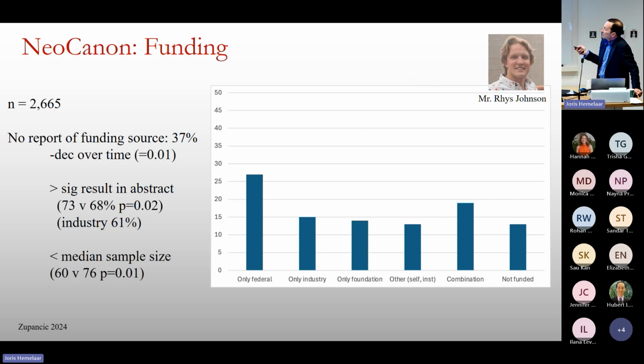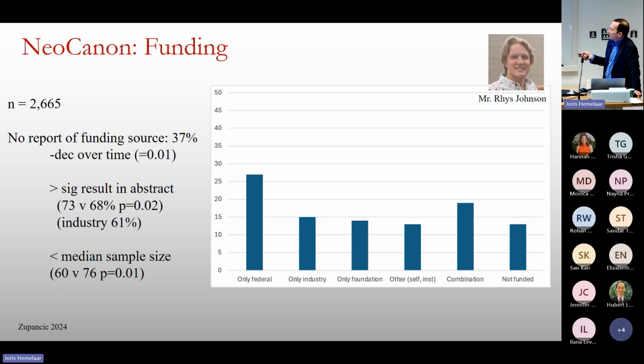In this case, we looked at 2,600 trials. A third of them had no comment on funding at all, which is obviously worrisome. That's been decreasing over time. Importantly, though, in about 70% of studies, there was a significant result in the abstract, which I found just extraordinary. Like, we are either choosing therapies extremely well, or we're subjecting our trials, our abstracts, to hype and spin, to be a bit jaded about it.